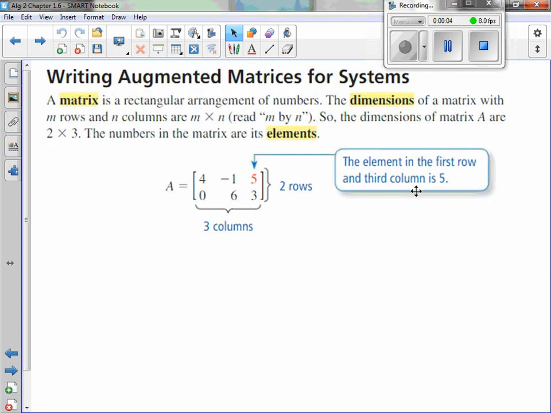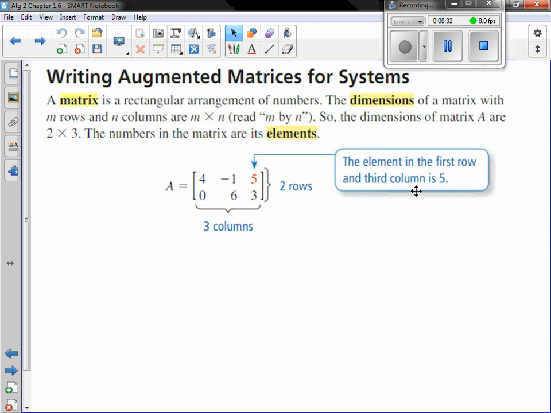So what we're looking at today is writing an augmented matrix. An augmented matrix is taking our system of equations, or two equations, and writing them as a matrix. A matrix is a rectangular arrangement of numbers. The dimensions of a matrix with m rows and n columns are m by n, written like m×n, and it reads "m by n." So the dimensions of matrix A are 2 by 3.